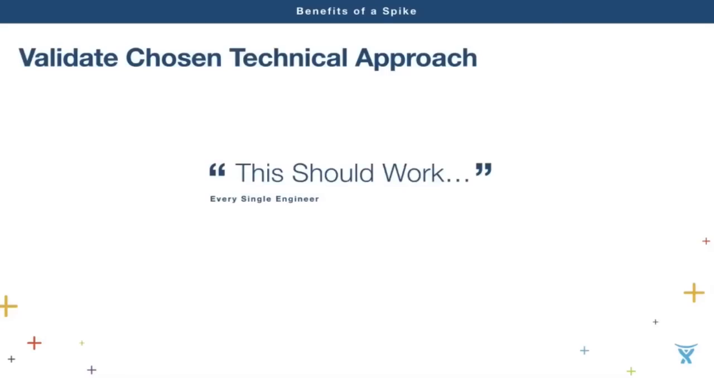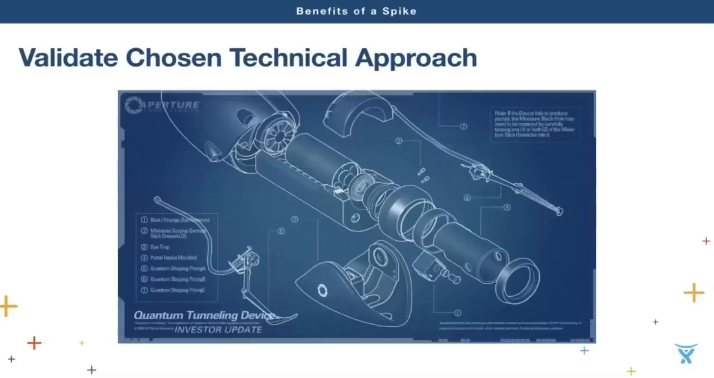Validating chosen technical approach. This should work. It's a catchphrase of every technical discussion. And most of the time it does work. However, when a team or a person who develops a feature is less certain of an approach, a spike will help. It will validate the technical path and you will end up with a proven solution. You're not going to waste time further when you're doing the development if you have the validated technical approach.